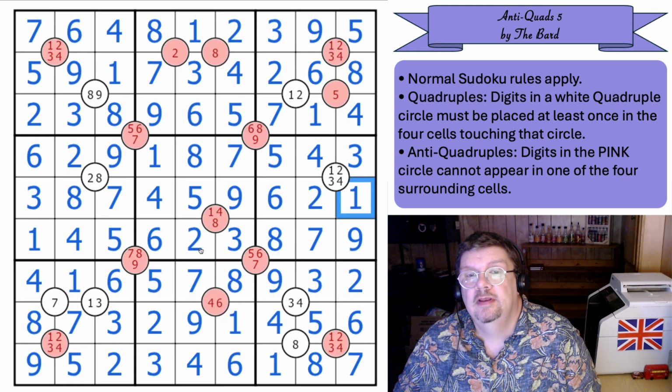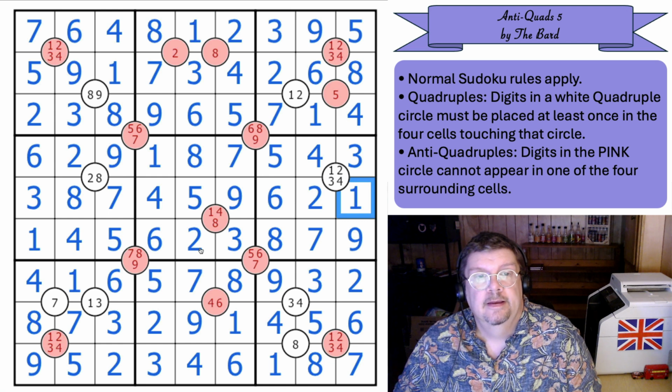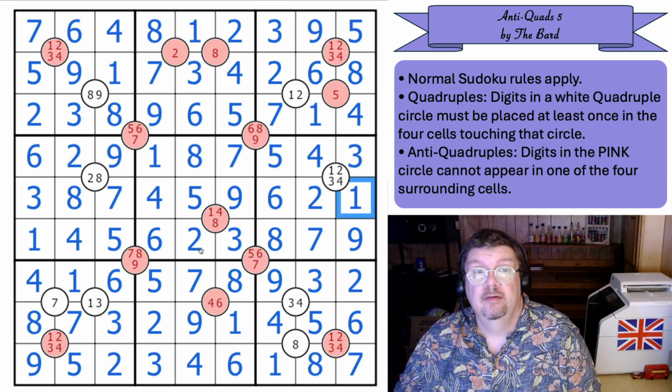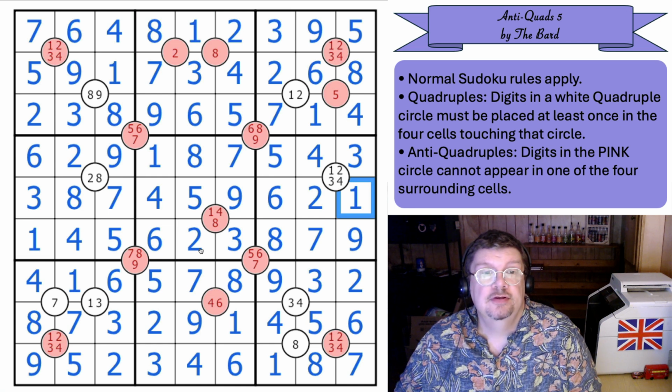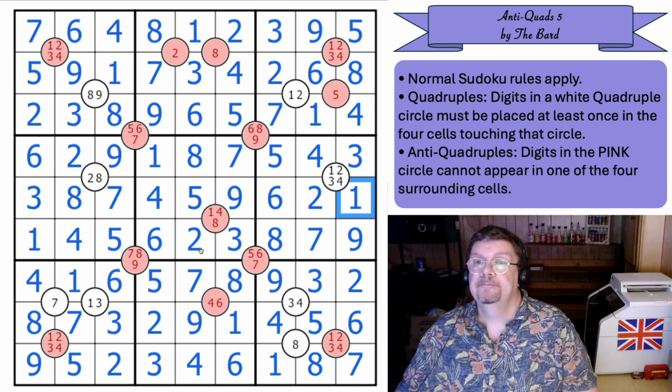Fantastic use of the Fürstenfell ring to determine what can't go in cells. I really, really liked that. Thank you very much to the Bard for creating it.